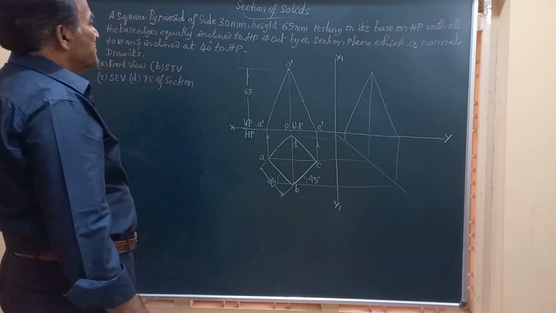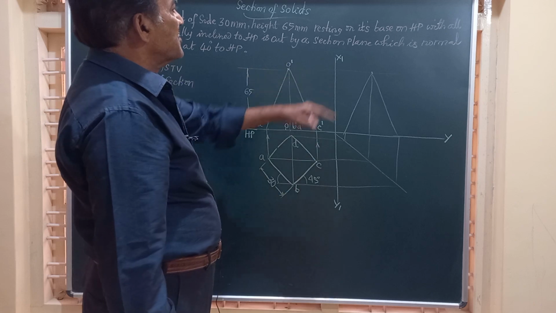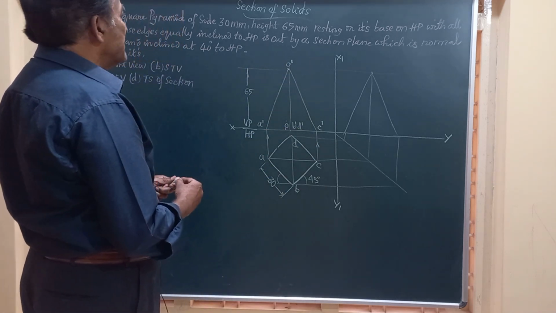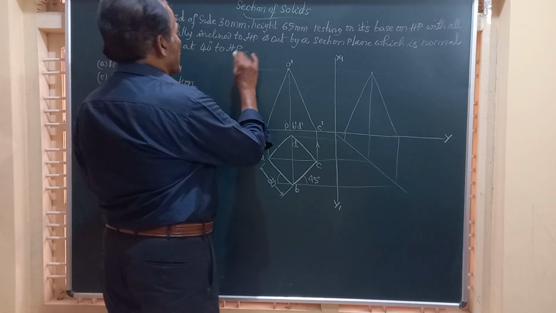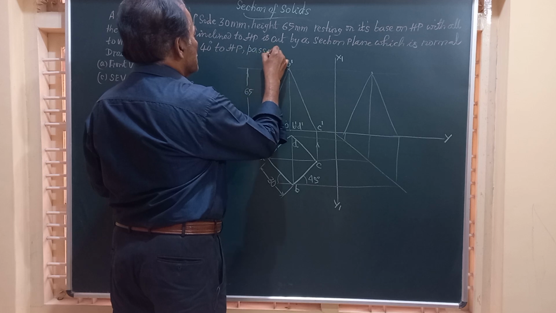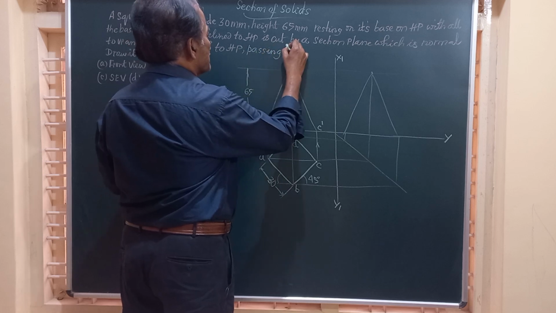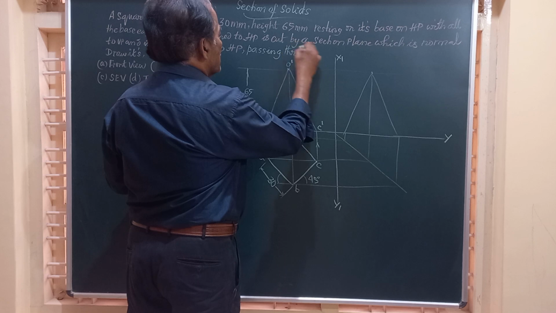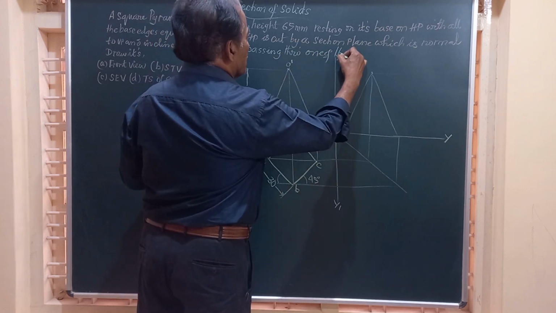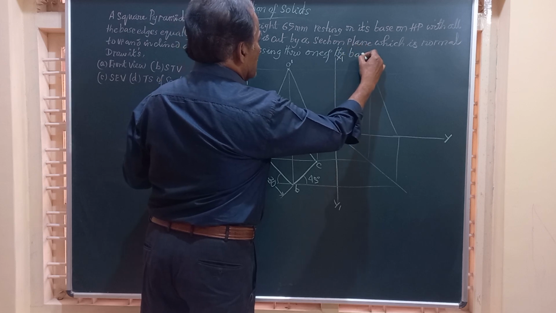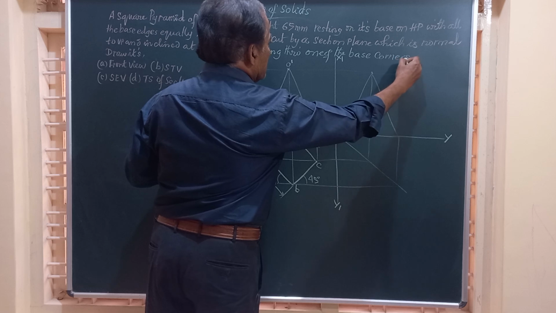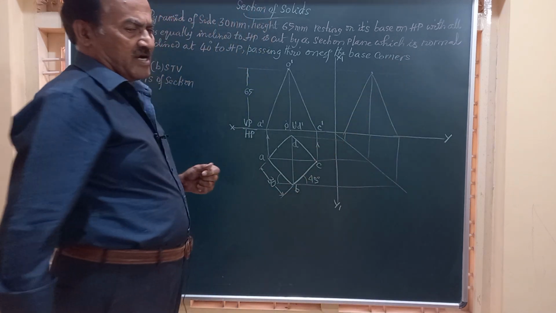And it is cut by a section plane which is normal to VP, inclined at 40 degrees to HP, and passing through one of the corners of the base. There are four corners A, B, C, and D. It is passing through one of the corners.